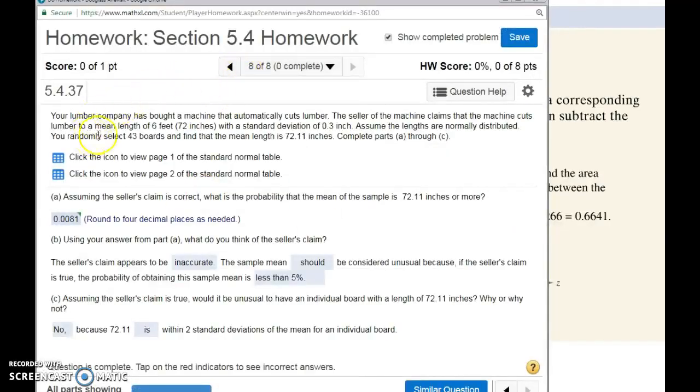Number 8 here shows us a little application of this material, and it goes into quality control. In this situation, we have a lumber company that has bought a machine that automatically cuts lumber. The sellers of the machine claim the machine is going to cut with a mean length and a certain standard deviation. And the people who bought the machine can do some quality control to see if it's really living up to those specifications. To do that, they take a sample of 43 boards and they find the mean of that entire sample.